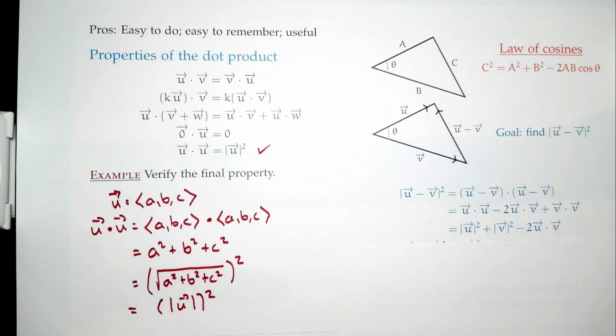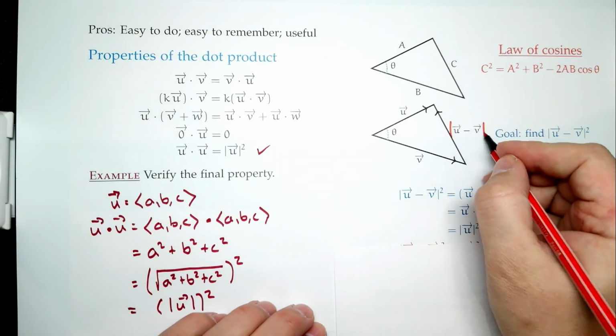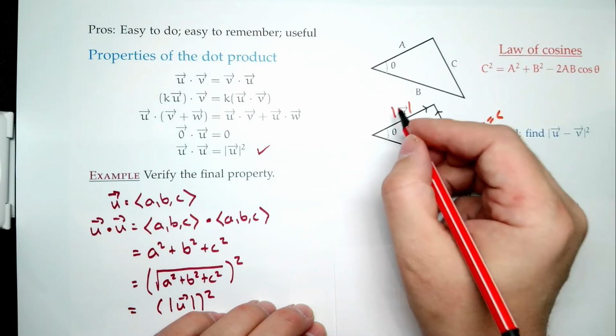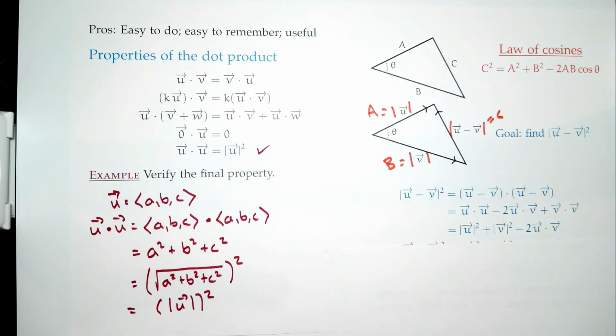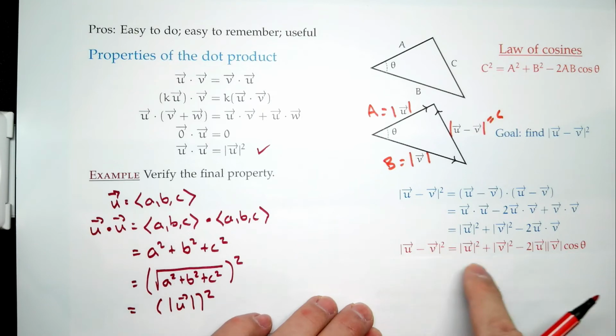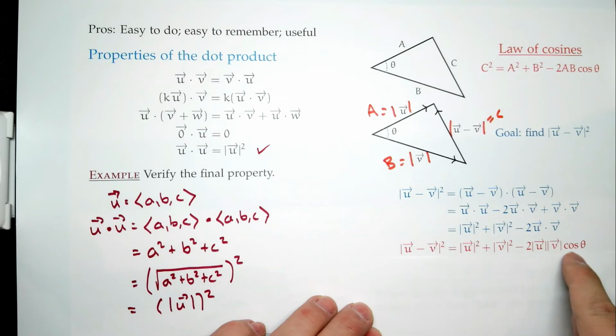Now, that was method number 1. Law of cosines will be method number 2. So I'm going to think of this in terms of the law of cosines. I'm going to think of these as being the magnitudes of these sides. So this is my C, here's my A, here's my B. And once I apply the law of cosines, I get that C squared, that's the magnitude of u minus v quantity squared, is A squared plus B squared minus 2AB cosine theta. All right?